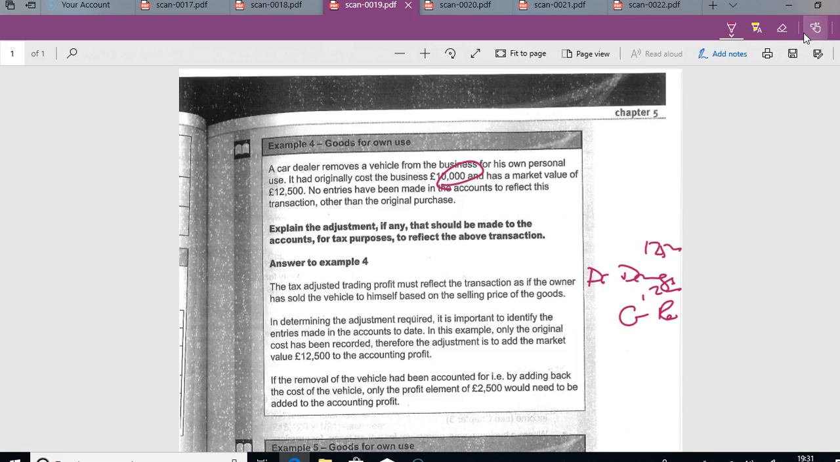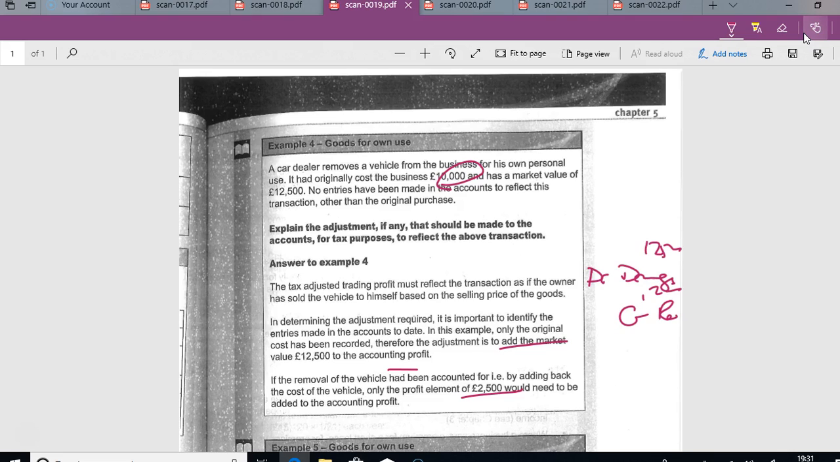So what are they telling us? Tax-adjusted profit must reflect the transaction if the owner has sold the vehicle. In determining the adjustment required, it's important to identify the entries made. In this example, only the original costs have been recorded. Therefore, the adjustment is to add the market value to the accounting profit. If the removal of the vehicle has been accounted for by adding back the cost, only the profit element needs to be added.